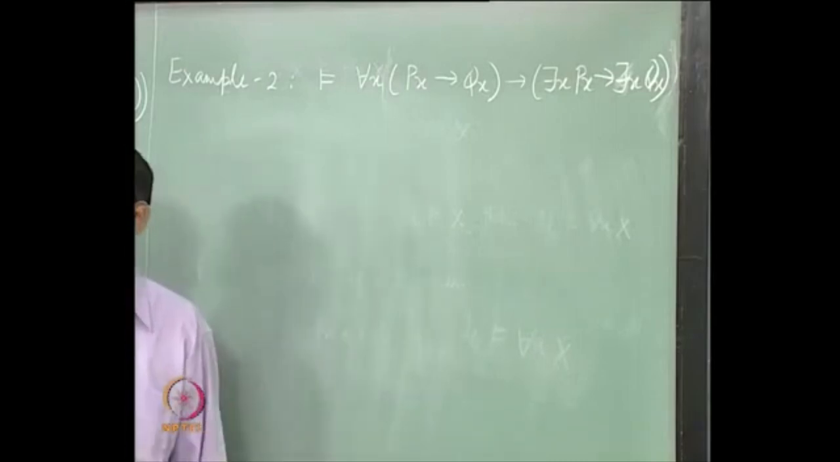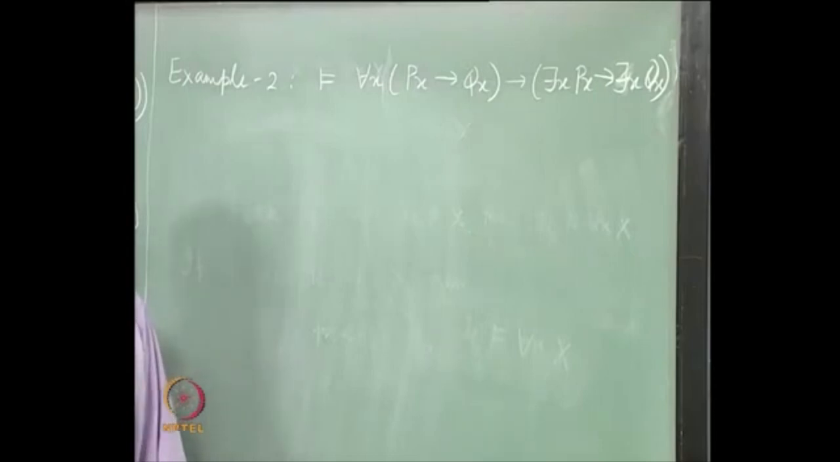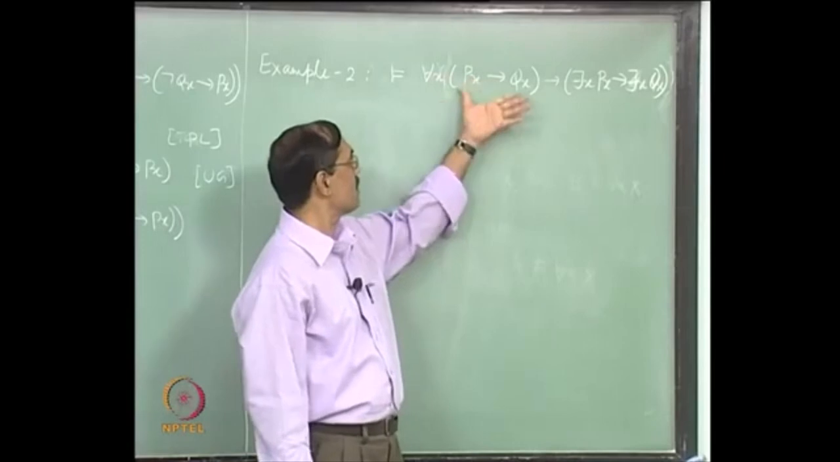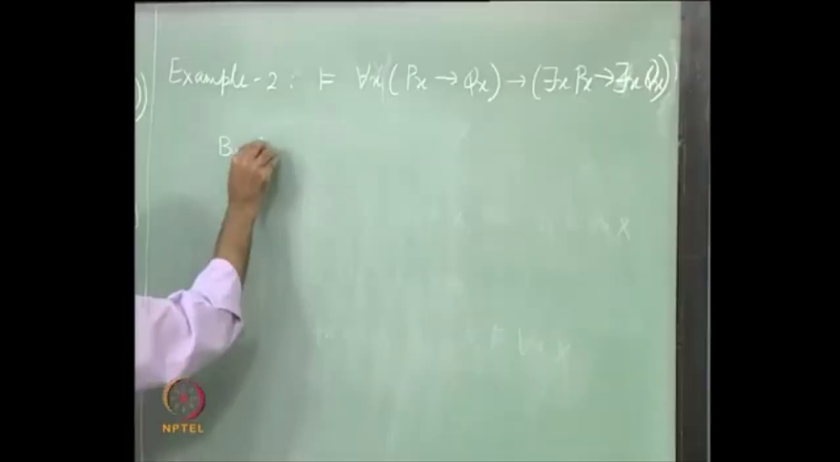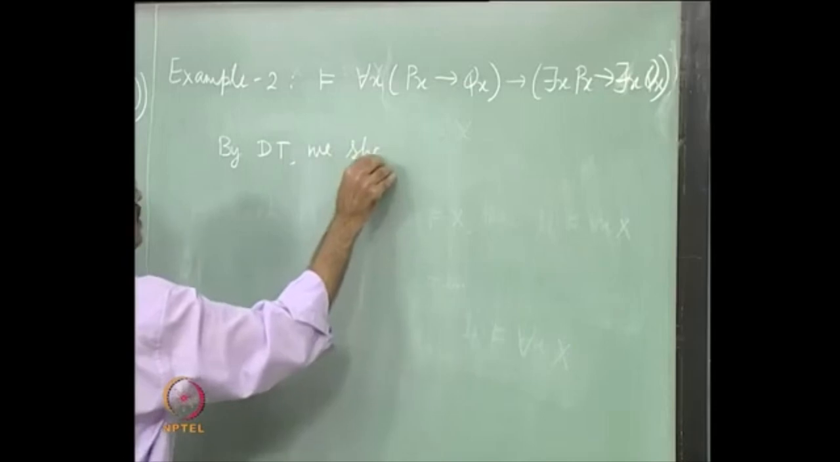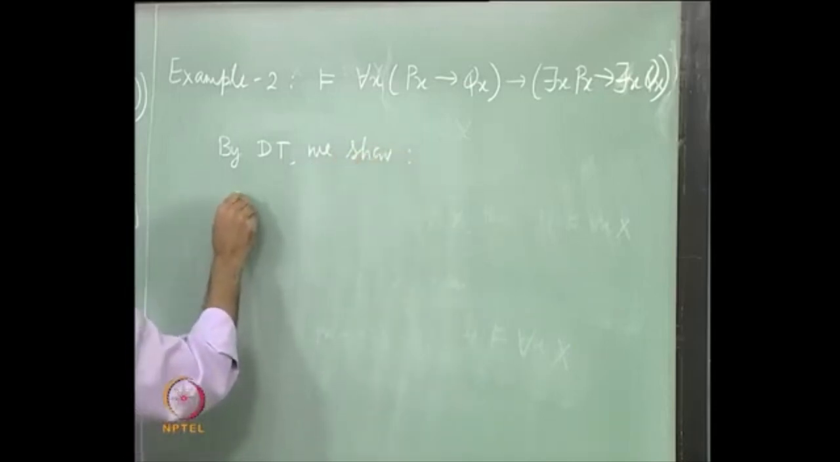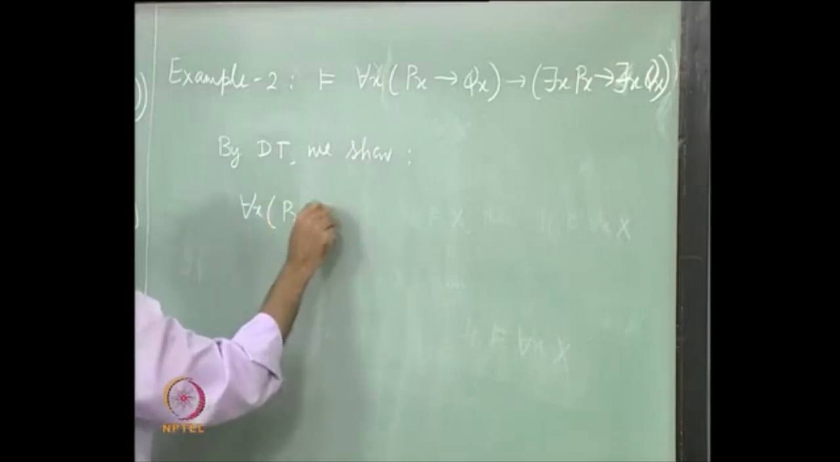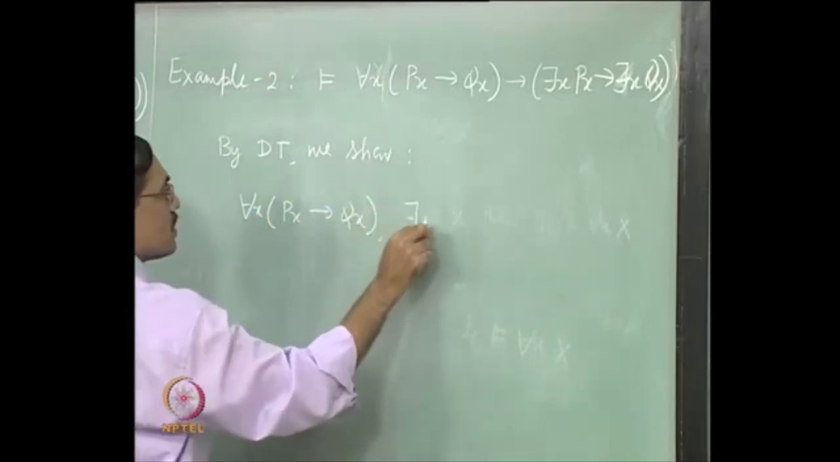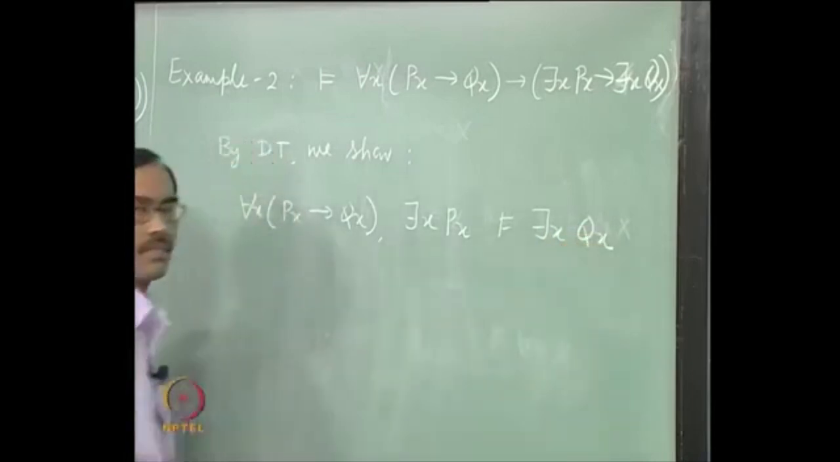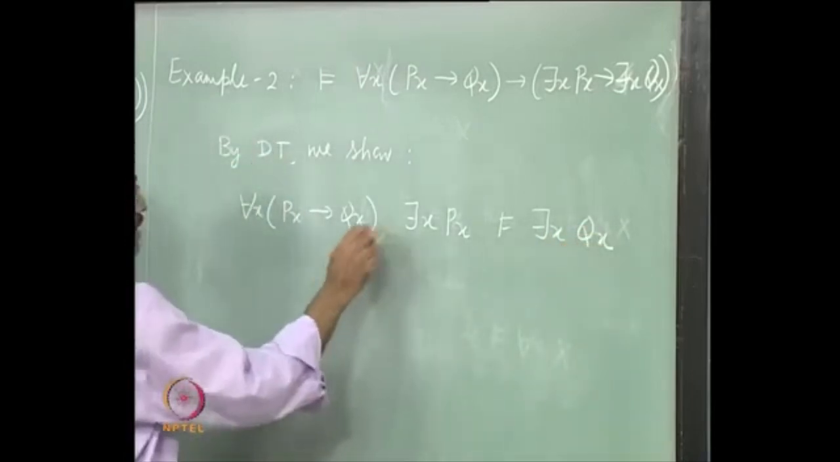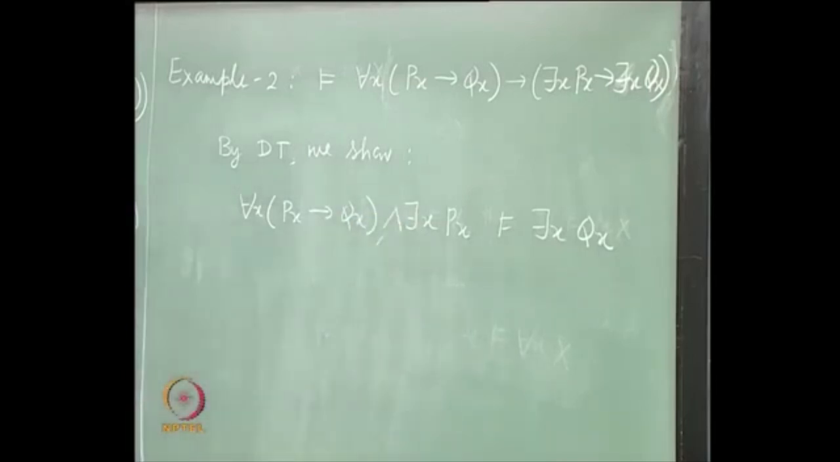Now suppose you want to prove it by calculation, then first you will be using the deduction theorem because it is a serial implication, something implies B implies C, right? So you say by deduction theorem, it is enough to show for each x, Px implies Qx, there is x Px entails there is x Qx, okay, which is the same thing as taking AND here also. Fine. So till now it is propositional only, the deduction theorem. Then we have to give a proof of this.